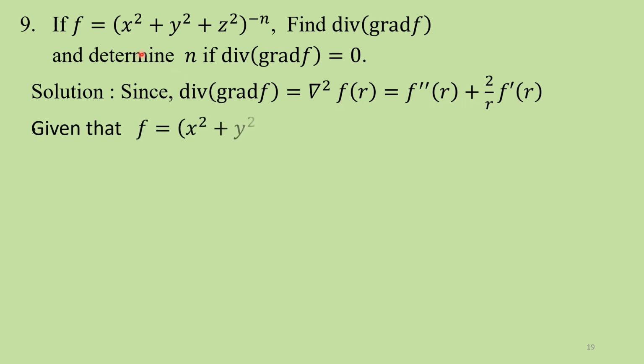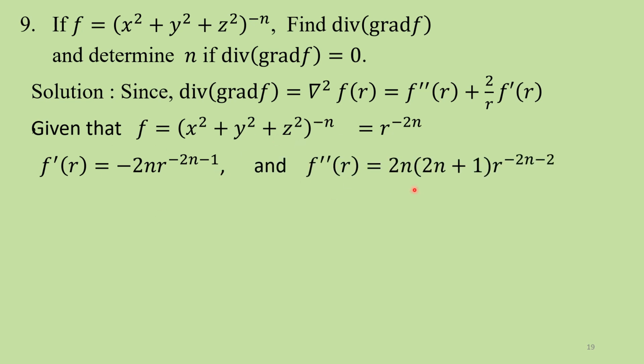So I take f equal to (r^2) to the power minus n, that means r^(-2n). Differentiate, f'(r) gives minus 2n times r^(-2n-1). Again differentiate, f''(r) is minus 2n times the derivative of r^(-2n-1), which is (-2n-1) times r^(-2n-2). But minus of (2n+1), and outside I have minus here, minus of minus is plus.